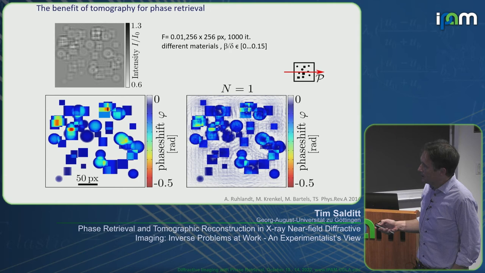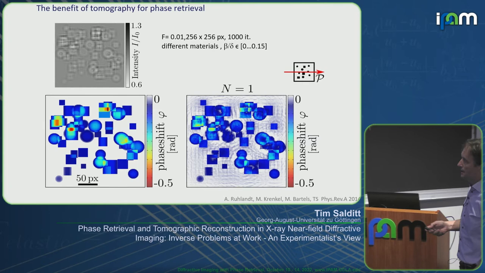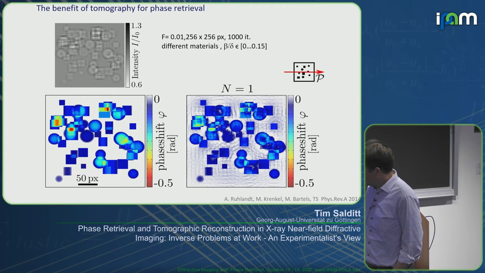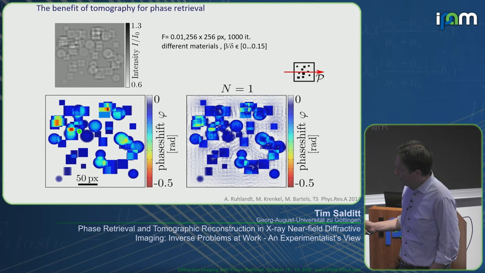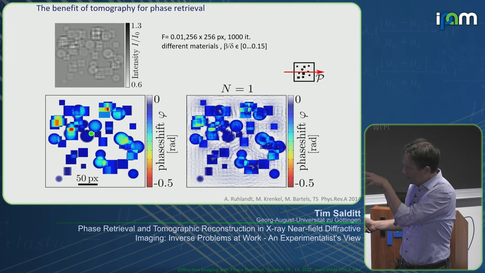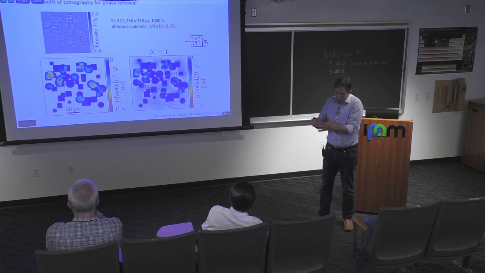You don't need a support constraint. And this is a drastic example here of Eike Ruhland, who worked this out in his PhD at the time. You want to phase one angle, but you still over-parameterize your sample. You say I still build a 3D sample. I arrange my voxels so that one projection should work out.